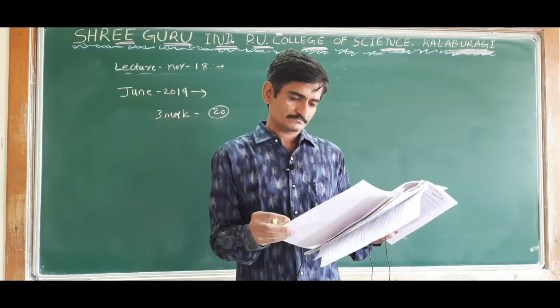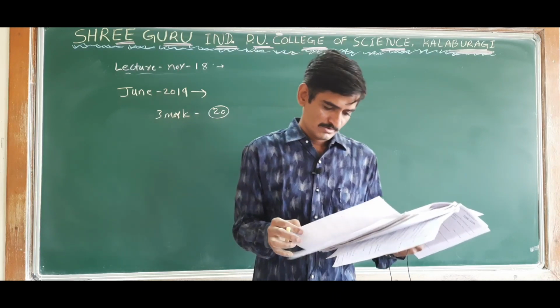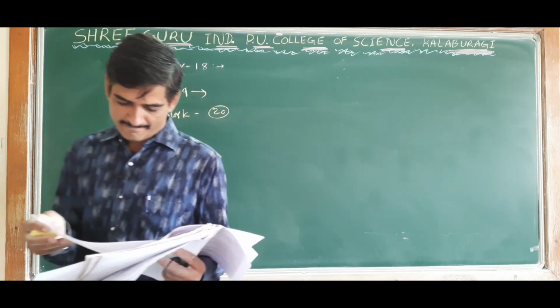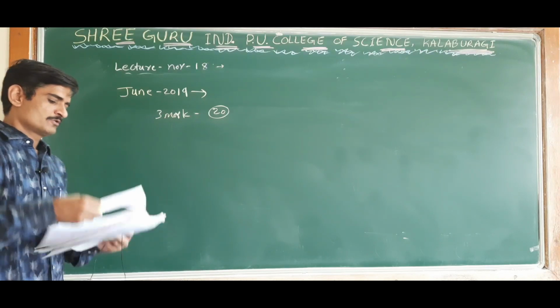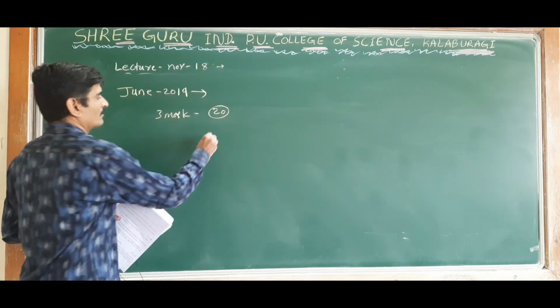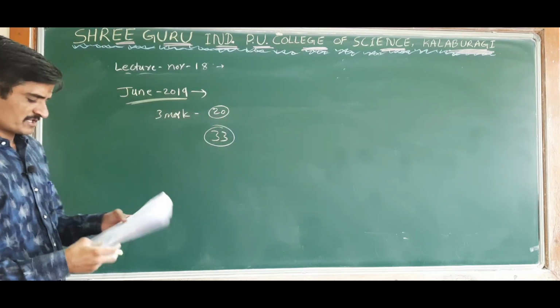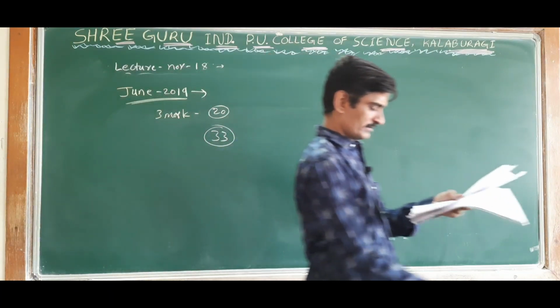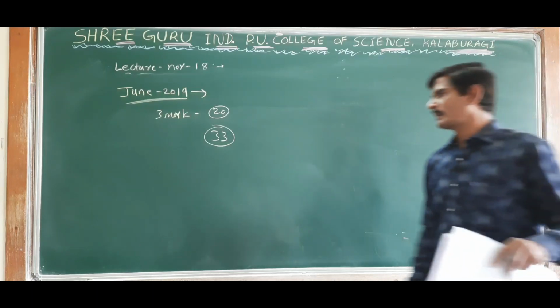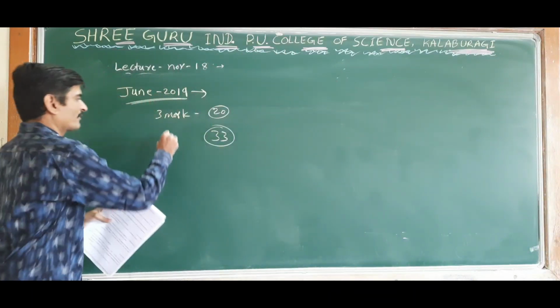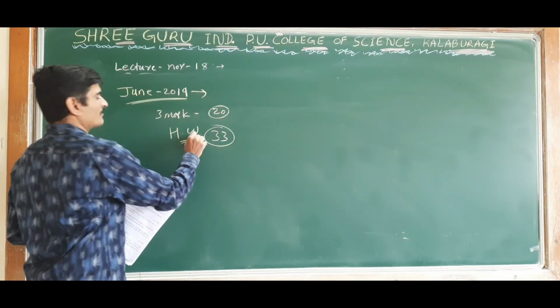Okay, next they have asked question number 33 in the same question paper, June 2019. Write down this numerical. You only try it. Write this numerical as homework.